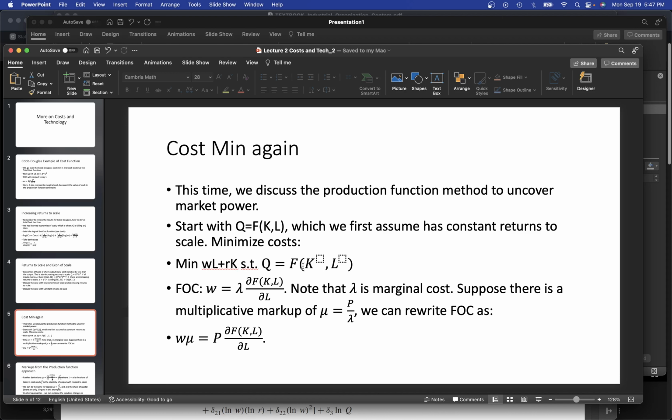And you get your FOC, which is similar to the other one, except now this is the marginal product of labor in general terms. And lambda is still the marginal cost.